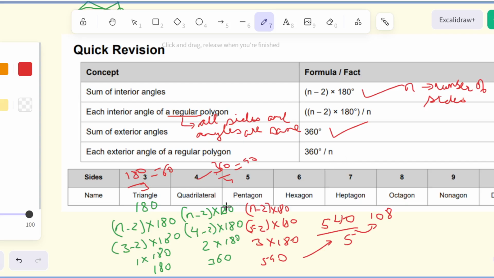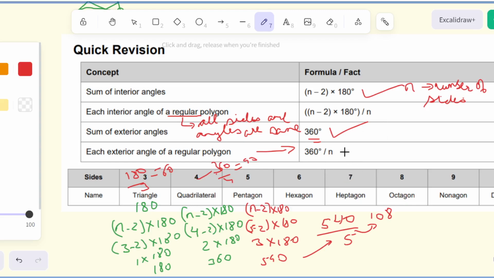Whether it is a triangle, quadrilateral, pentagon, hexagon, any type of polygon for that matter, Pranshi, the sum of all the exterior angles of a polygon will be 360. This is actually a magic figure. No matter how many sides a polygon has, the sum of all the exterior angles will be equal to 360, right? And how much will one angle be equal to in a regular polygon? Just the same way you divided for the interior angles, you just divide by n, right?